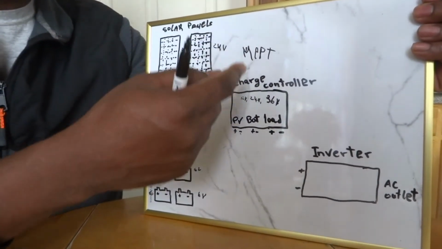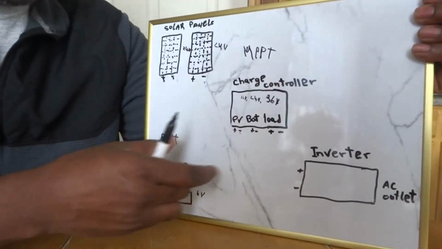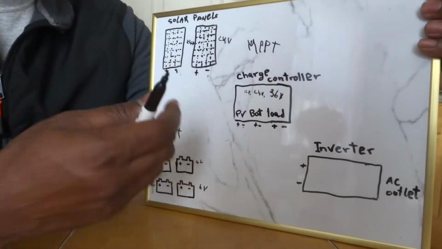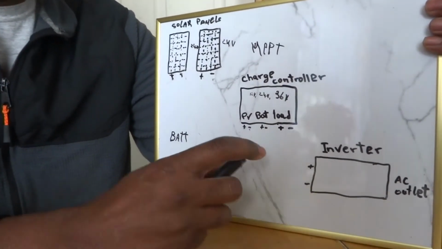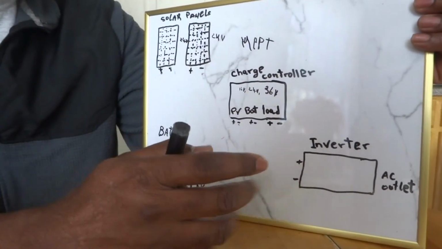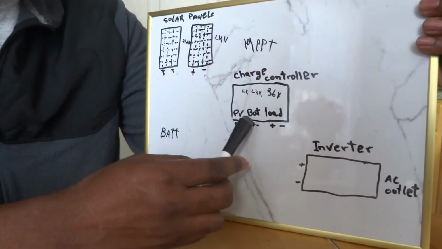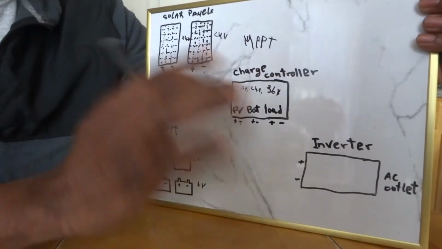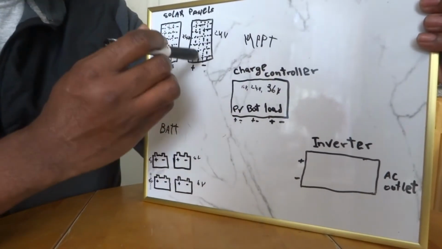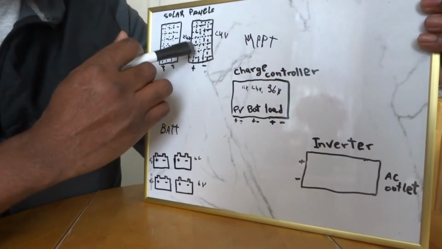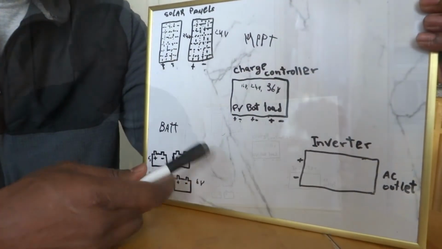But with a PWM, it will just regulate the excess voltage down to 24 volts, and it wouldn't give you a big amount of amps. If it's, let's say, a 20 amp charge controller, it will just give you 20 amps on the output. That's the PWM. But the MPPTs are better. They take the excess voltage and change it into current. And what charges the battery is just the current.